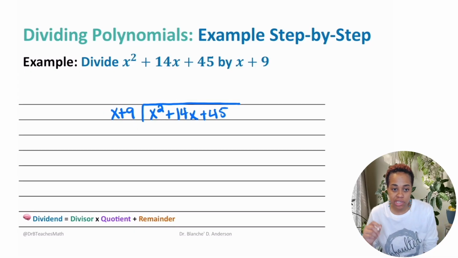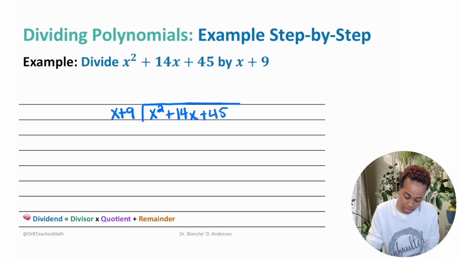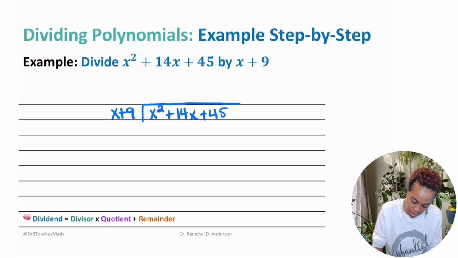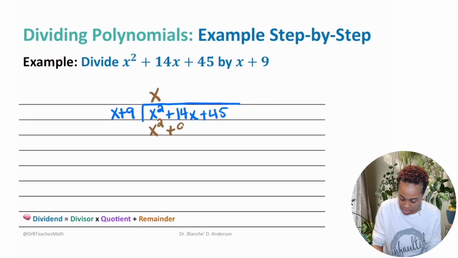Just like we did with long division, you're going to focus on the first term here. Don't worry about the rest for now. You say, what do I need to multiply to this x to get x squared? Well, x times x is x squared, right? So I'm going to put an x here, and x times x is x squared. Then x times the 9 gives me 9x. So that's going to be plus 9x.